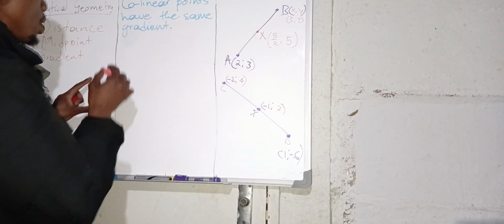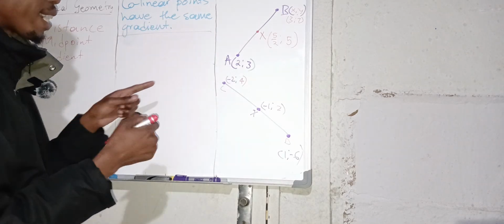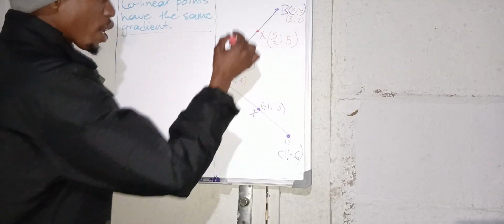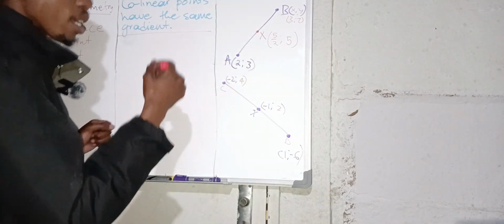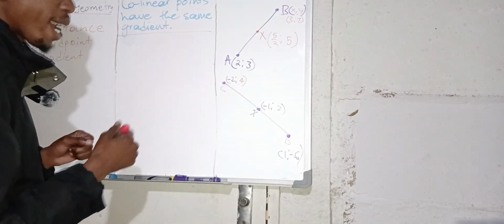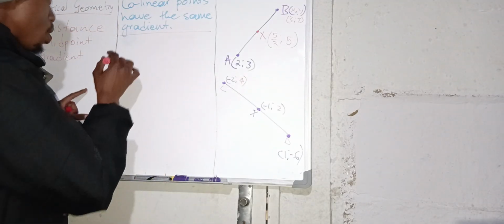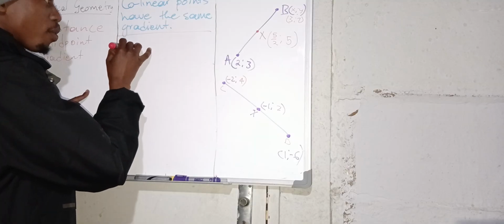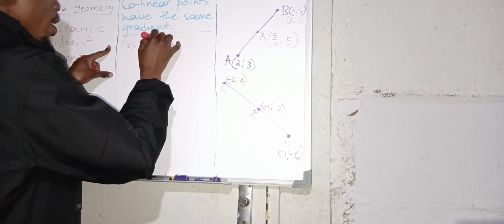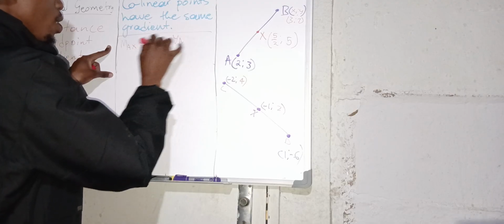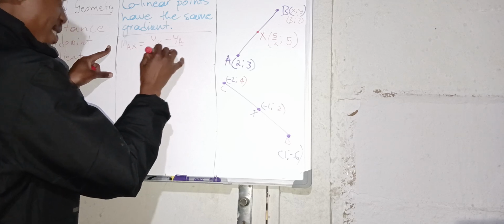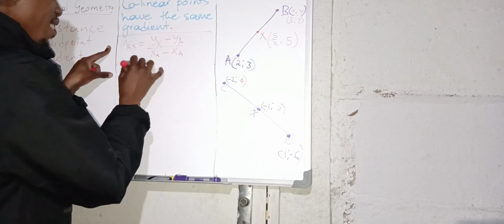So let's start with line AB first. For line AB, we found that the gradient of AB is 4. So let's find the gradient of AX. If the gradient of AX is 4, and then we find the gradient of XB is 4, therefore A, X, B are collinear. So the gradient of AX is going to be YX minus YA all over XX minus XA.